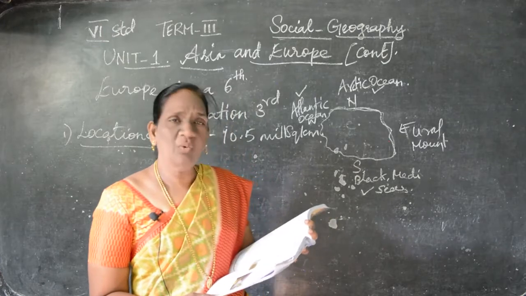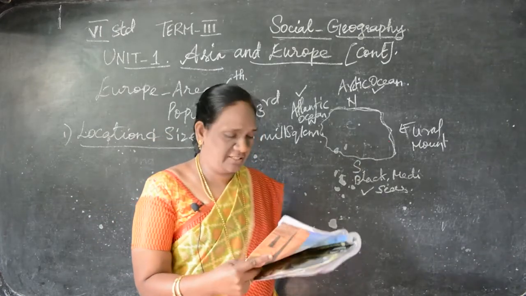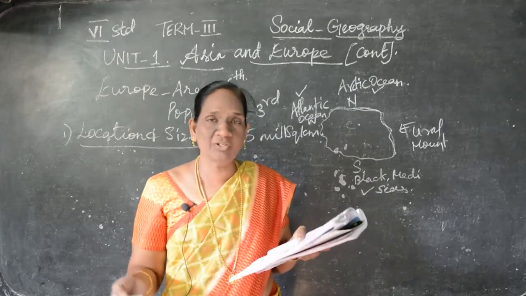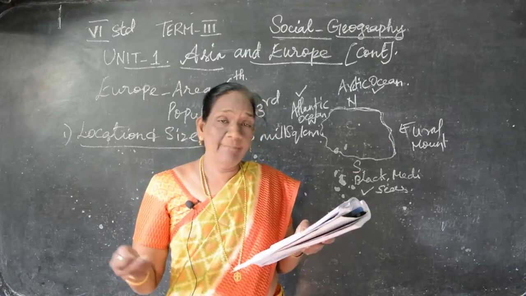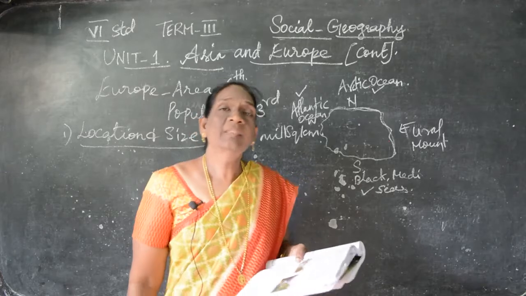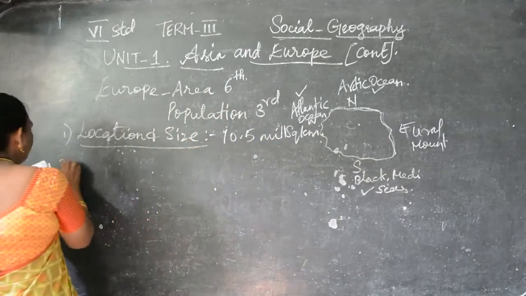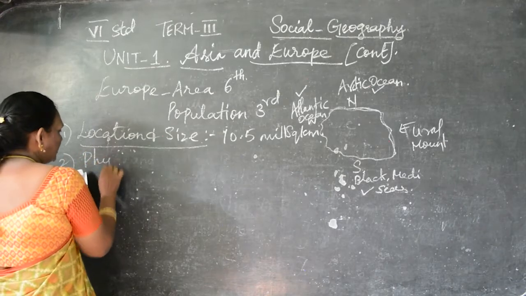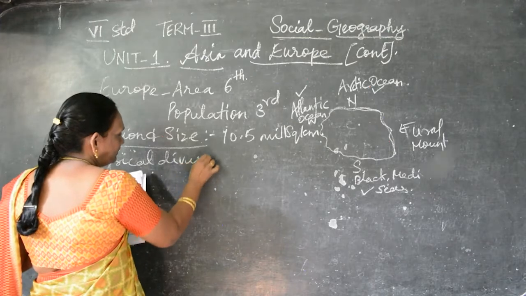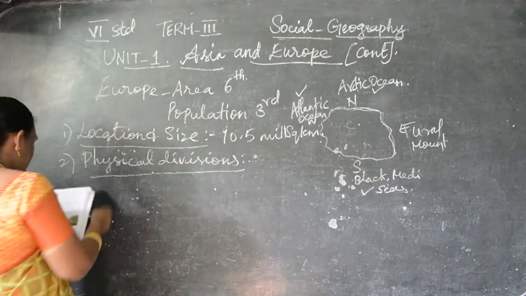The physical divisions. What are the physical divisions? Europe has diversified physical features as it has mountains, plains, plateaus, peninsulas, bays, islands and river basins. Understand? This European continent is divided into four physical divisions. How many physical divisions are there? Four physical divisions are there in Europe. What are they? You just say what the four physical divisions are.